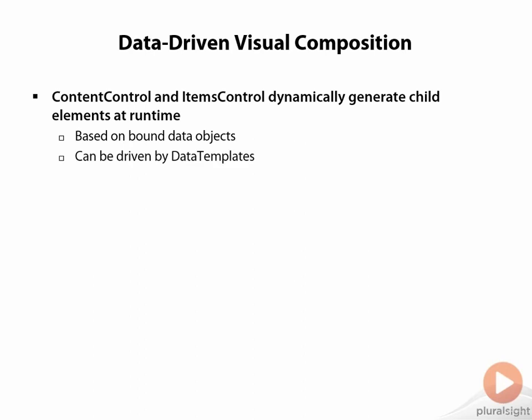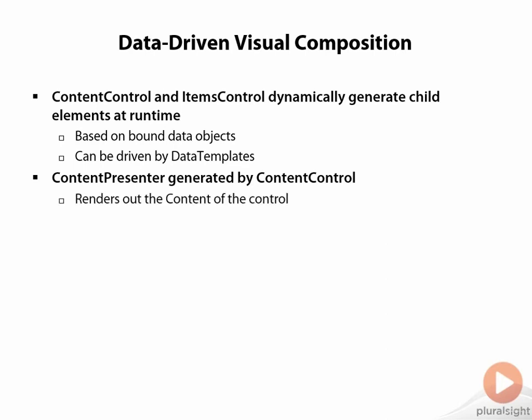Generally, it's going to be based on data templates, but in the case of items controls, the derived types such as listbox and combobox have other properties that can decide what to render just based on the data itself. When you're working with a content control, it's going to generate a content presenter. And the content presenter is going to become the container for the data-driven content, whatever you're setting as the content property on the content control through data binding.